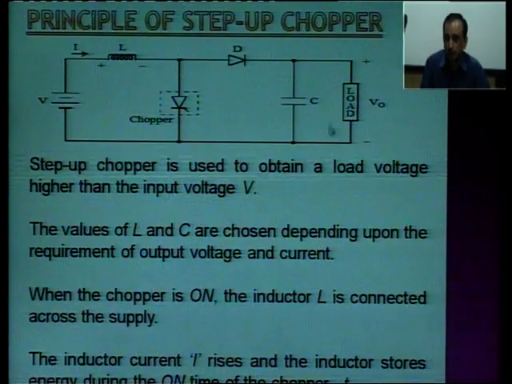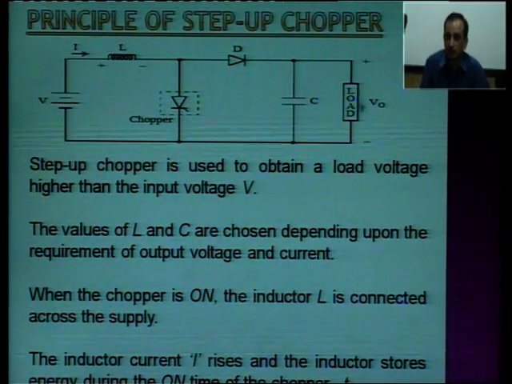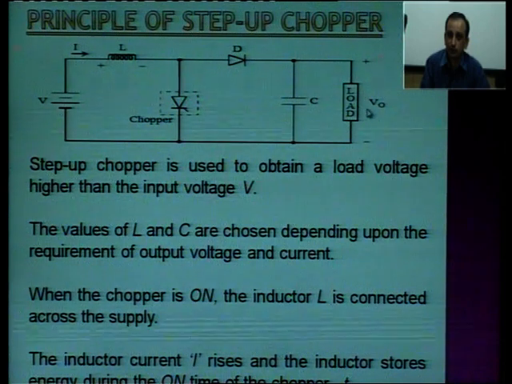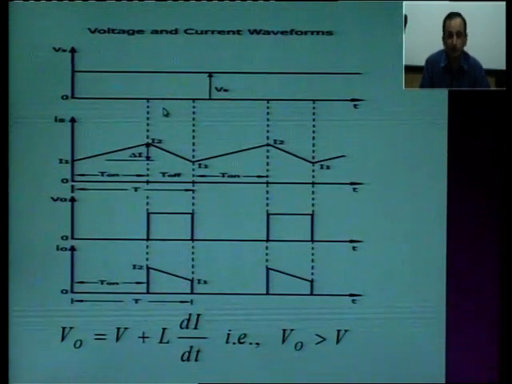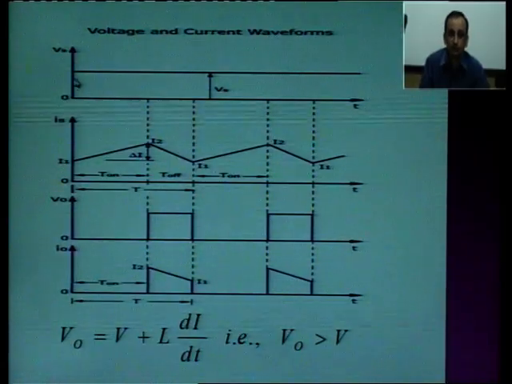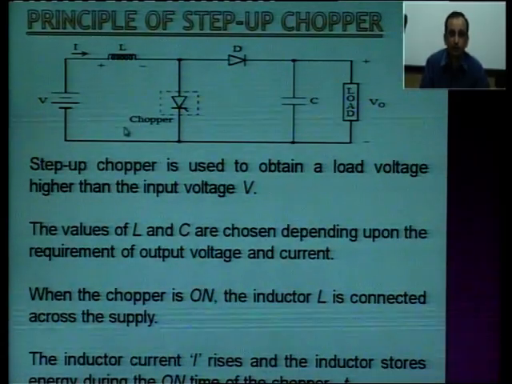Now, it is connected to this, so this diode gets forward biased, and some voltage will appear across the capacitor as well as across the output, across the load here. We can understand it using these waveforms. So, this is the supply voltage, the fixed voltage you are applying.